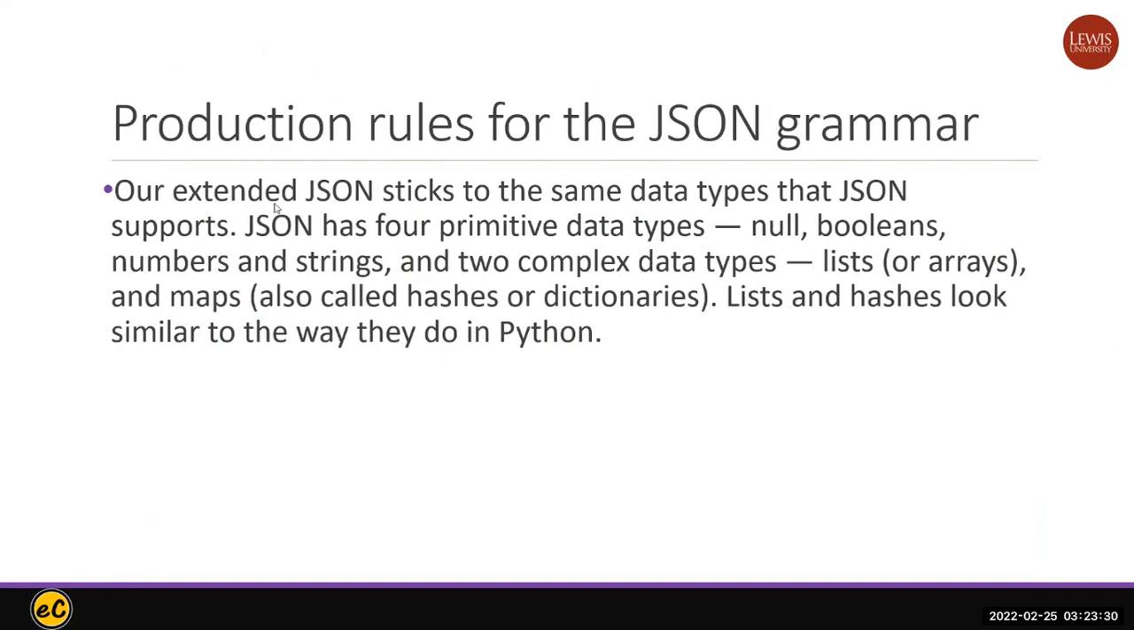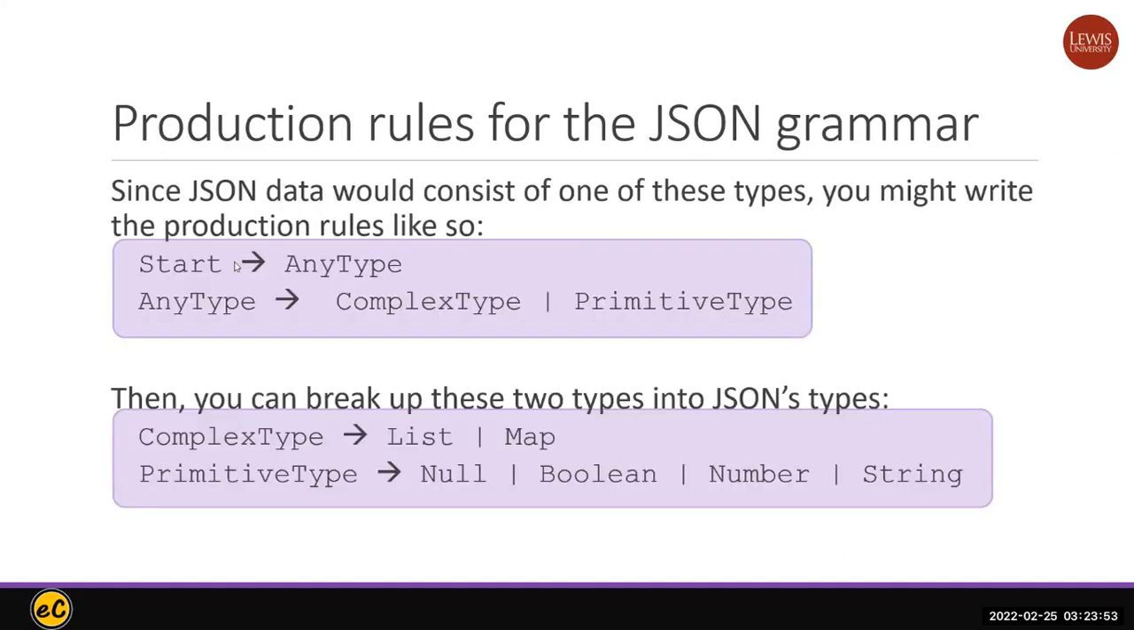Our extended JSON sticks to the same data types that JSON supports. JSON has four basic data types: null, boolean, number, and string, and two complicated data types, list and dictionary, or object. You should call it object. Lists and hashes look similar to the way we do in a Python dictionary. Here, any type will produce a primitive type, which is a single datum, or a complex type. A complex type can be a list or map. A primitive type will be null, boolean, number, or string.